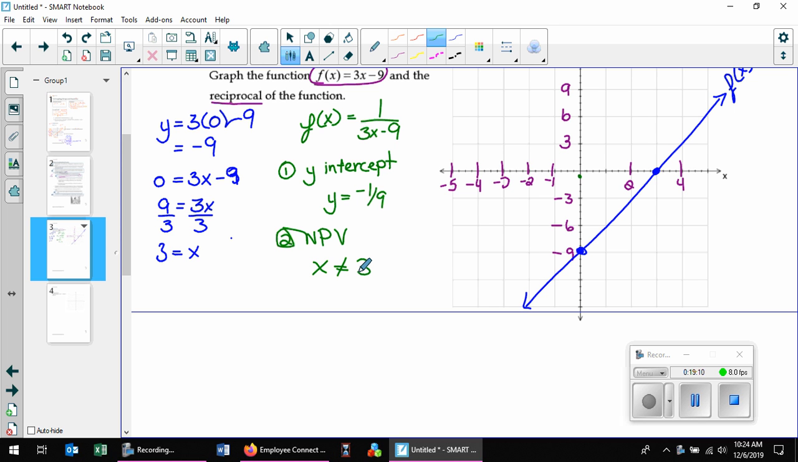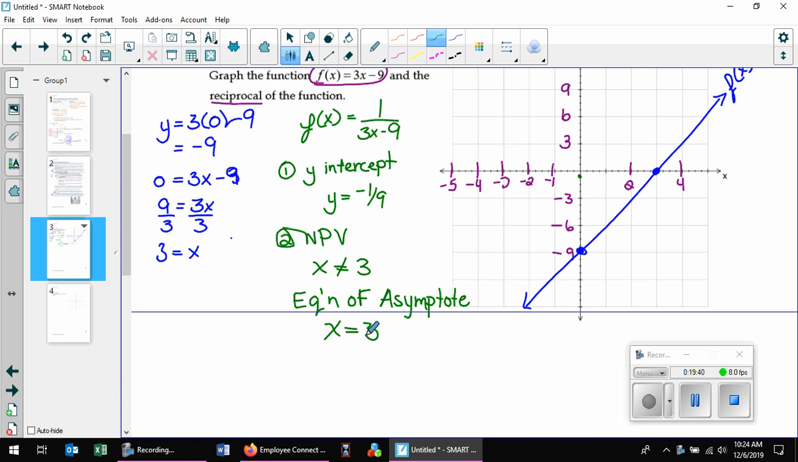Okay, so that's an MPV. If I ask for the equation of the asymptote, what do equations have in them? Equal signs. So the equation of the asymptote is x equals 3. Same thing. If I'm asking for the equation, make sure you're giving it to me with an equal sign there.